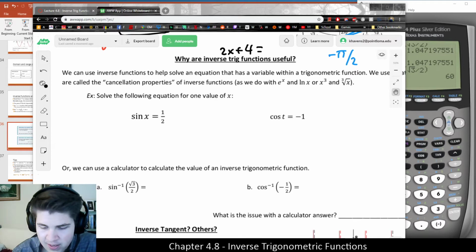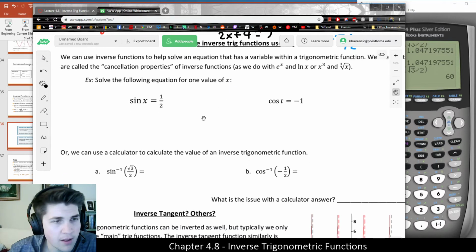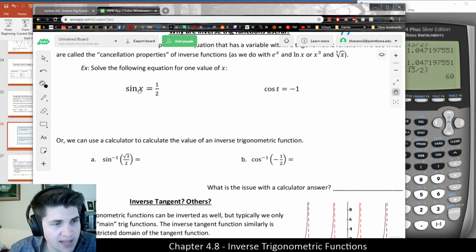4 equals 7. I want to know what's the goal. How do I solve for x? How do I get rid of the stuff? It's kind of the same idea. For example, say I have sine x equal to 1/2. How do I solve for x? What's the answer? How do I get rid of sine?